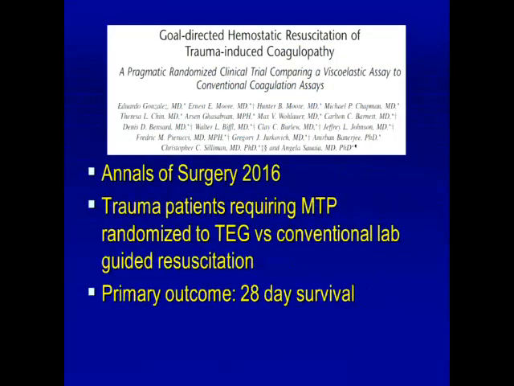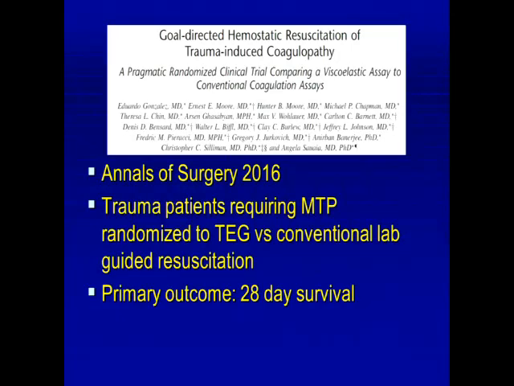This was one of the first randomized trials looking at using ROTEM in trauma. So this was in the Annals of Surgery last year. What they did was they took all the trauma patients who came to their center who required a massive transfusion and resuscitated them either using thromboelastography or conventional lab tests, which are the INR and PTT. So this study didn't actually use ROTEM, it used TEG, which is American-made, but basically it's the same type of technology.